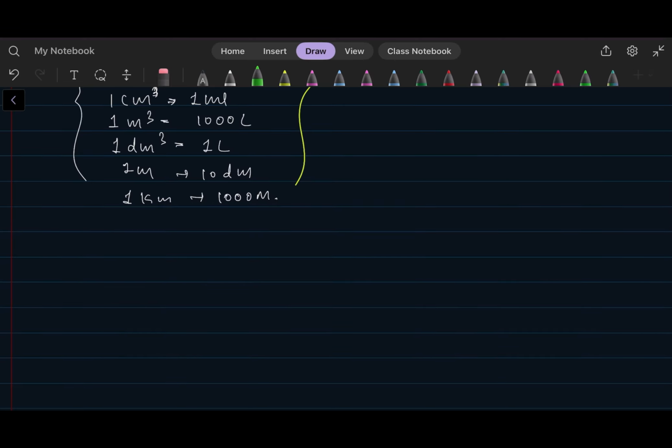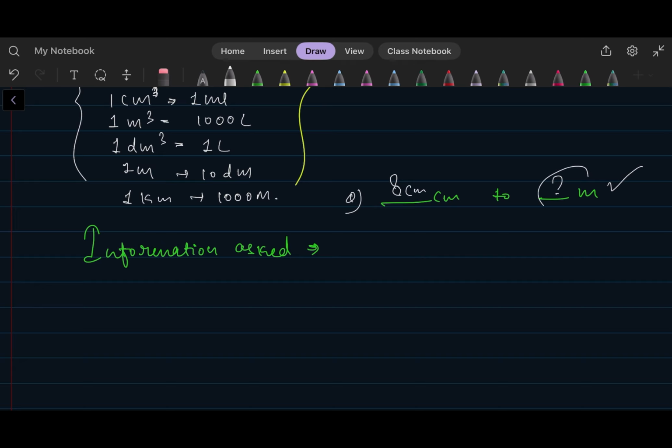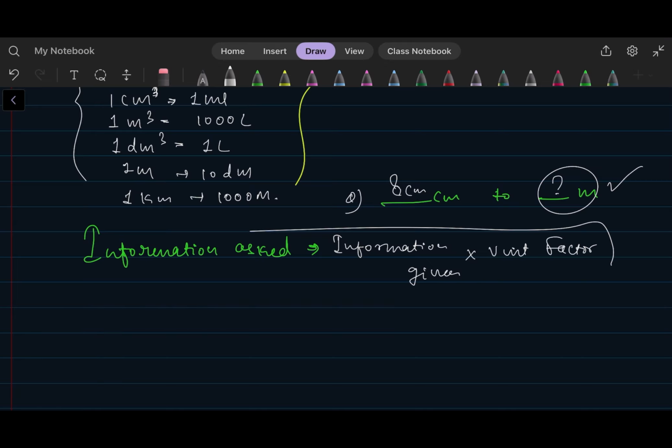Generally, to convert from one unit into another unit, they will give some information, a quantity having some length like centimeter, and they will ask to convert into meter. So the information asked is in meter, and they will give some value in terms of centimeter. So information asked is equal to what? How to find that conversion? We have to take a formula: information given into unit factor. By this also we can understand the formula.